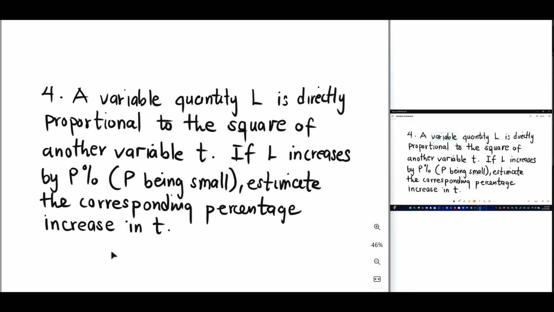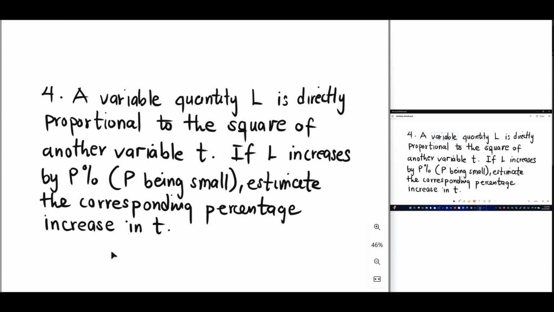Alright, so here we have our fourth problem and we have to find a solution to this problem. Okay, so let's start with a variable quantity. A variable quantity L is directly proportional to the square of another variable T. If L increases by P%, that is P being small, estimate the corresponding percentage increase in T.